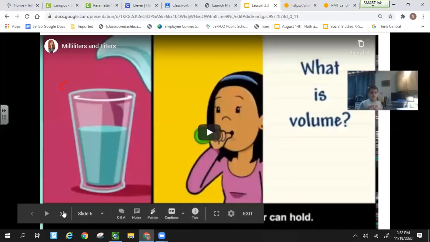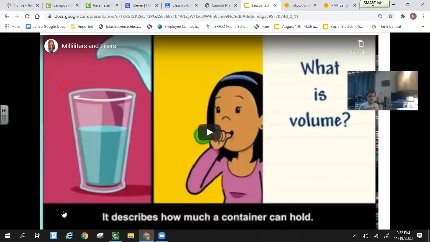Okay, we are going to keep going. Those of you who need to finish can finish up. It shouldn't take too long. We're naming those units from largest to smallest. And the rest of you are going to go ahead and watch a quick video on volume because that's what we're measuring.